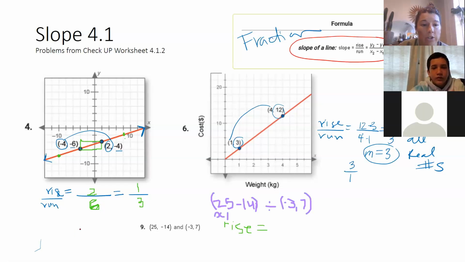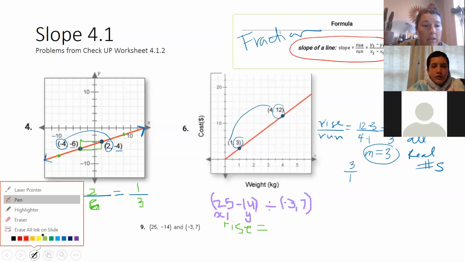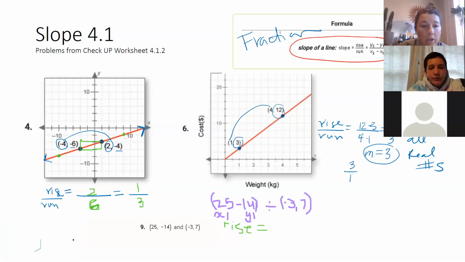Nice. Love seeing all that work shown there. All right. So, party people, let's label. Let's call this x1 and y1. And that second coordinate pair is x2 and y2. Nice, love those labels.